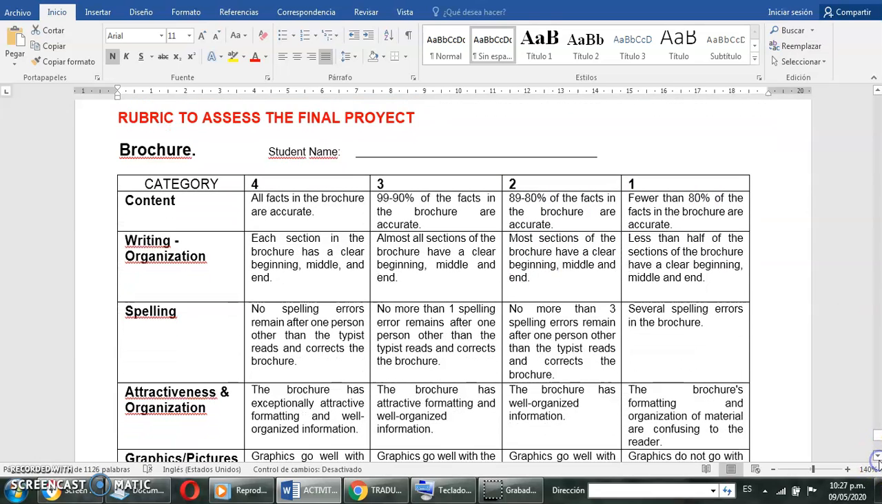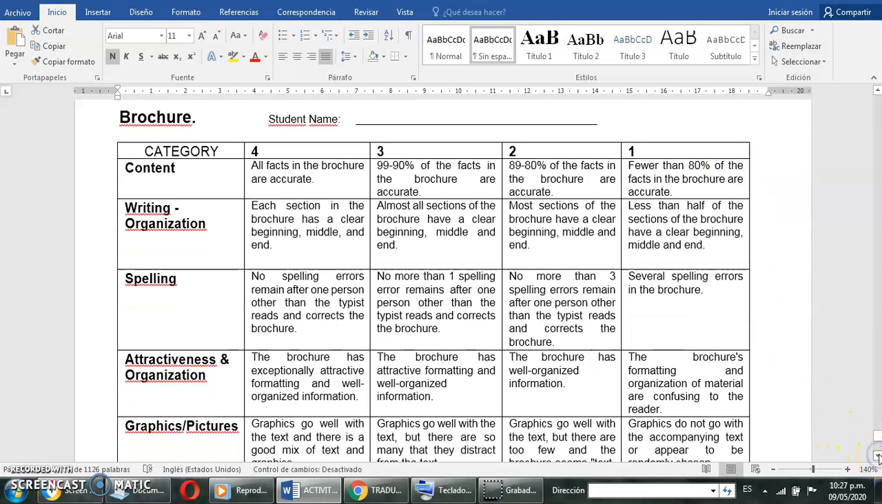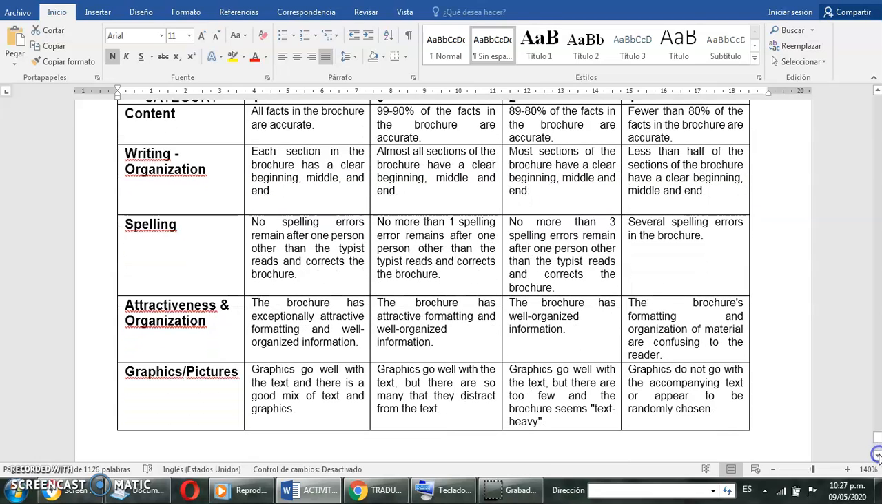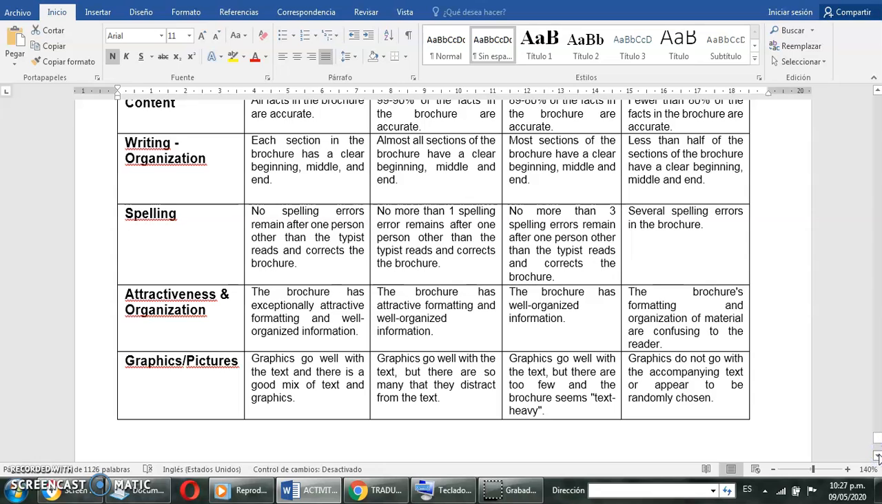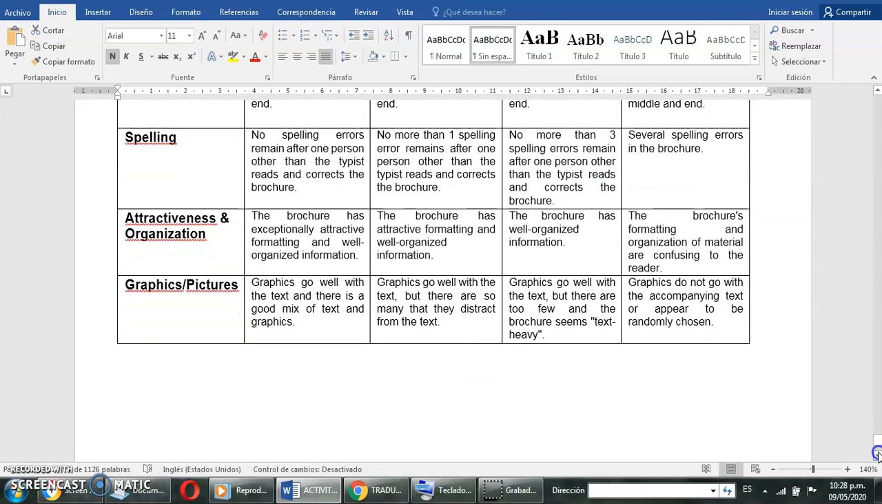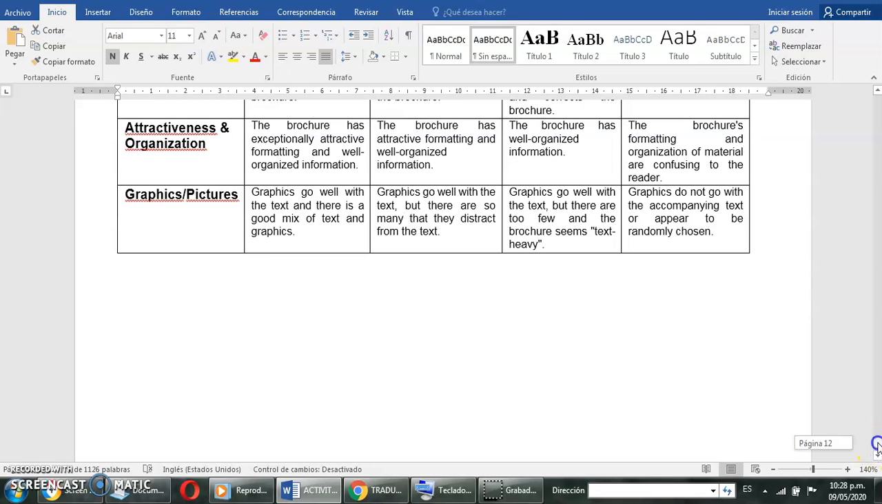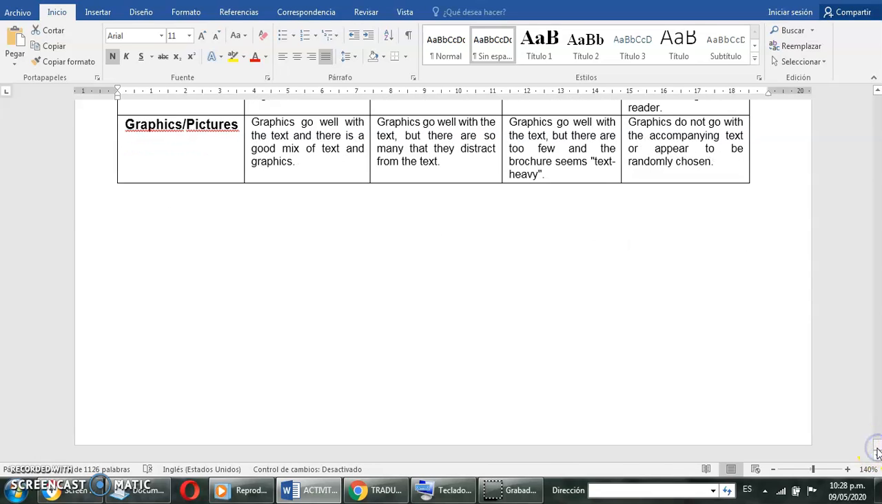And take into account this rubric. Remember, the rubric are the criteria or the aspects that the teacher considers to evaluate your brochure. The content, the organization, the spelling, the graphics, pictures, all things I'm going to take into account. Okay, guys? And then we finish the guide.